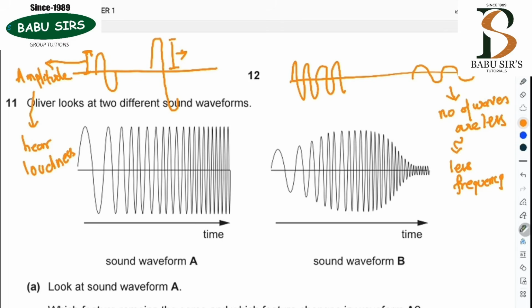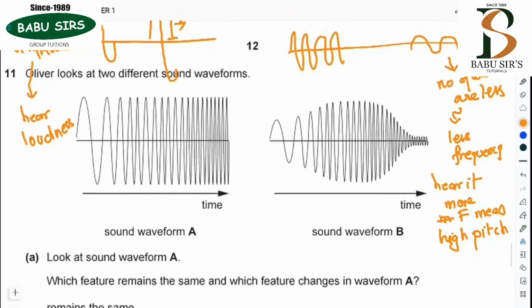But when you hear it, there are two things. When you hear it, more frequency means high pitch. So less frequency means less pitch. So these are the two rules. So let's see what to write for this.